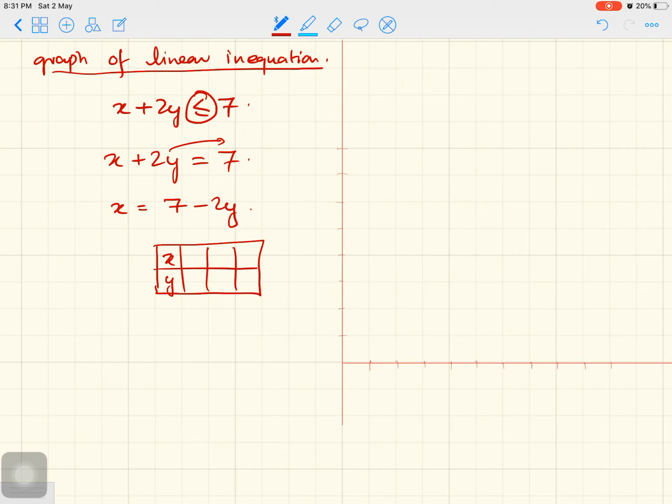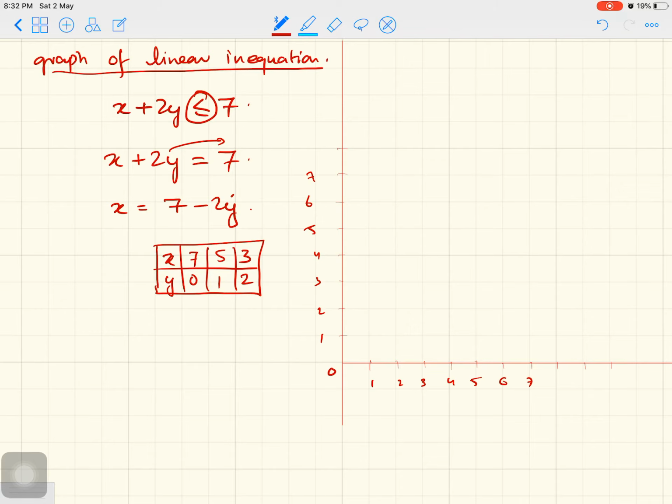Then I need at least 3 points here, x and y. When y equals to 0, x will be 7. When y is 1, x will be 5. When y is 2, x will be 3. So here I have the 3 set of points. Then I can plot it now. Before I plot, I'll mark 5, 6, and 7 here as well. I've already made the graph. This is O for me, 0.